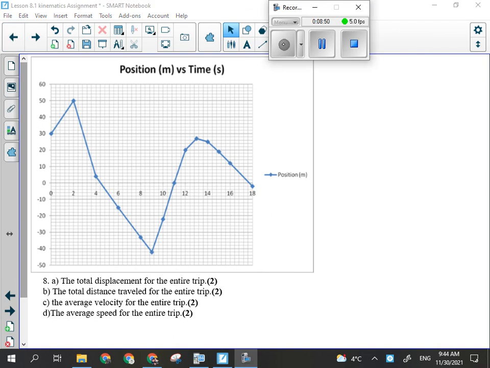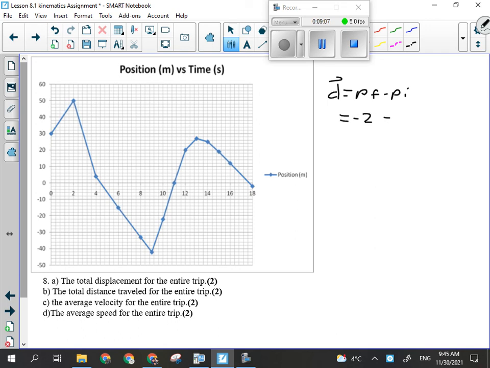Okay, so let's have a look at these ones here, guys. We're looking for the total displacement over the entire trip, which is a nice quick calculation. Total displacement is final position minus initial position. Our final position is negative 2 meters, and our initial position is positive 30 meters, which gives us a total displacement of negative 32 meters. Okay, everybody all right with that?